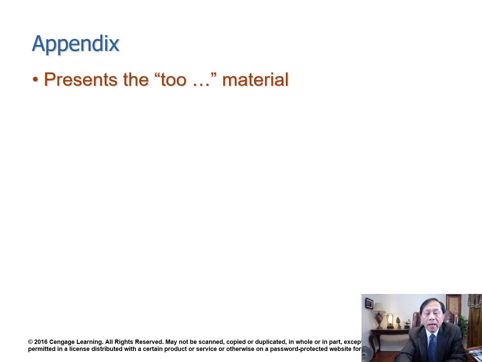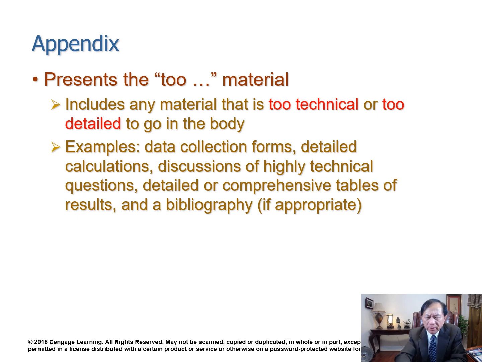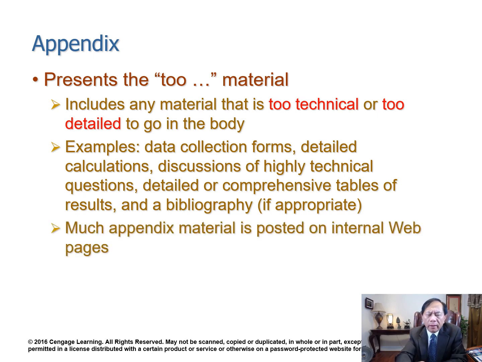Okay. Appendix: present the materials, and include any material that's too technical or too detailed to go in the body. You put them in the appendix. Examples: data collection forms, detailed calculations, discussion of highly technical questions, detailed or comprehensive tables of results, and bibliography. Okay. It's appropriate. And much appendix material is posted on internet web pages.